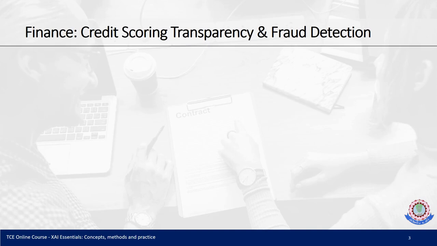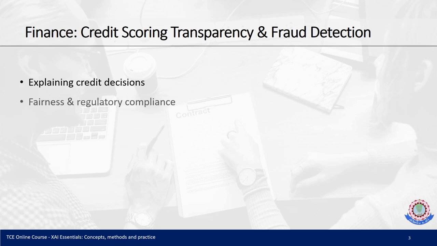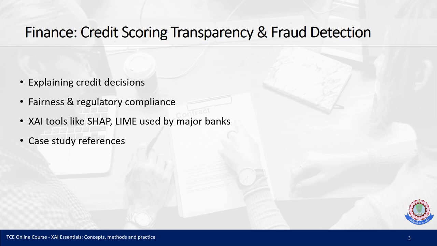Next, let's look at finance, another high-impact domain. Banks increasingly rely on AI for credit scoring, loan approvals, and fraud detection. However, regulatory regimes like GDPR and consumer protection laws require transparency: why was credit denied, and what factors determined risk? Explainable AI makes such decisions explainable.